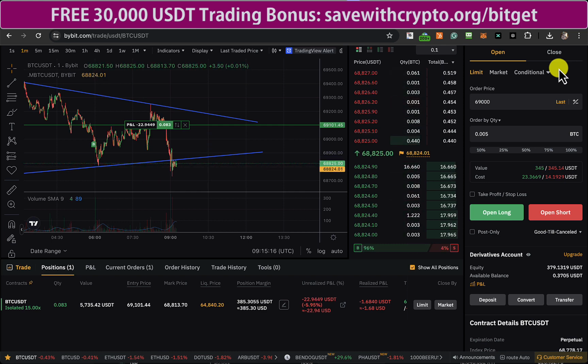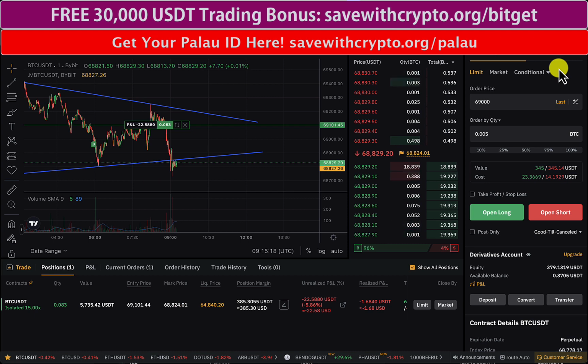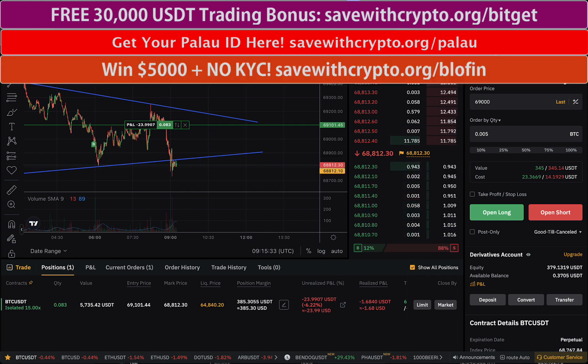ByBit at the moment you can't use in the UK, although you can if you've got something like a Palau ID, which I have. So I'm a digital resident of Palau, which is okay. If you don't want to do KYC and you live in any country, you can use BloFin, because at the moment they don't have any KYC whatsoever, and they have no plans to introduce KYC, certainly in 2024. I also think it's going to become quite a large exchange, but we'll see.